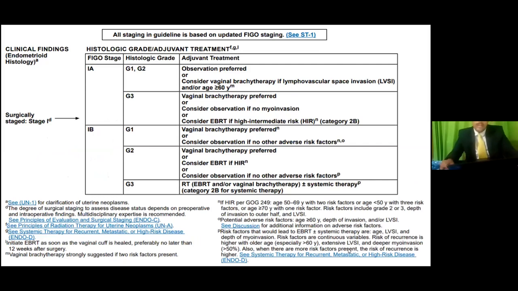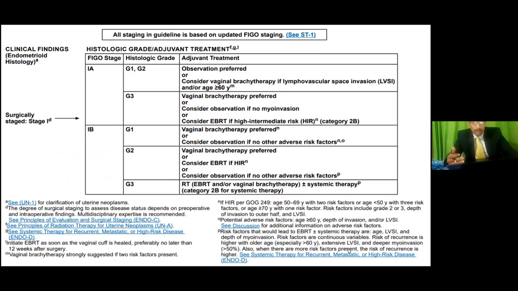And let us come to the adjuvant treatment. Whatever the primary modality we have done to the patient, depending upon this, as the surgery has been the primary modality and if it is completed: if the stage is surgical staging, stage 1A and grade 1 to grade 2, we can observe or we can give the vaginal brachytherapy only to the individuals whose age is greater than 60 or there is lymphovascular space invasion. In the grade 3, vaginal brachytherapy is usually preferred.